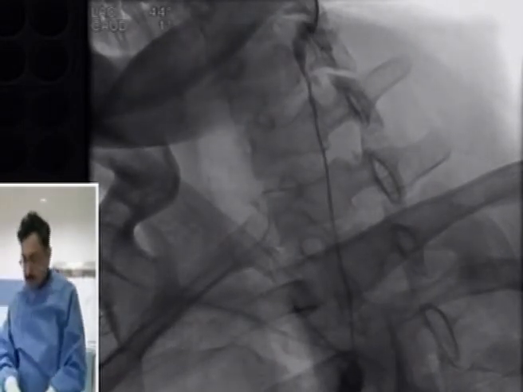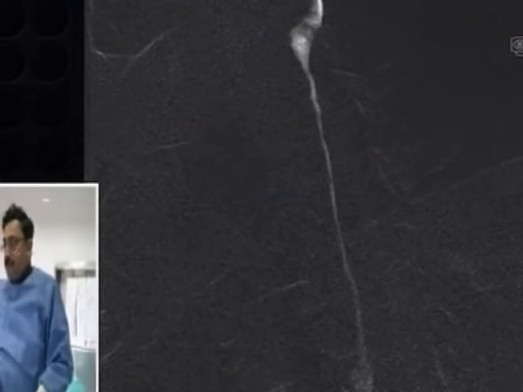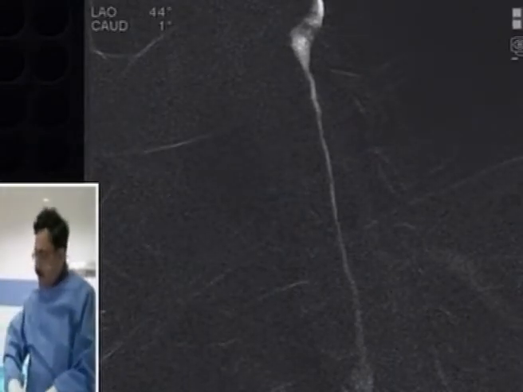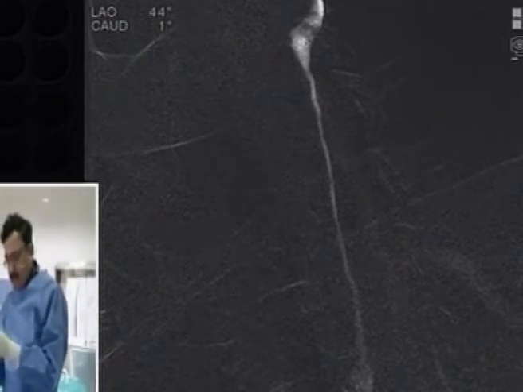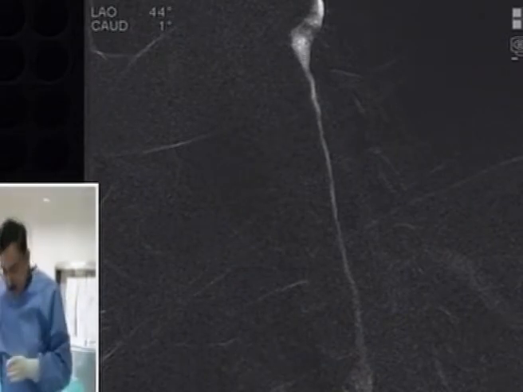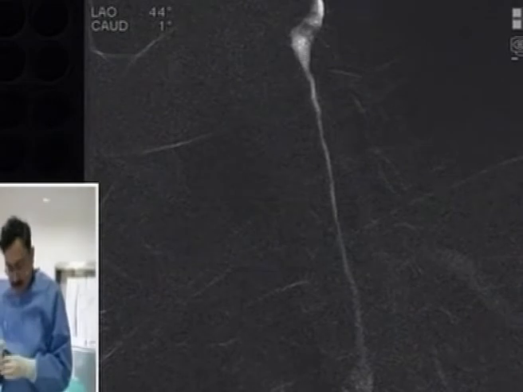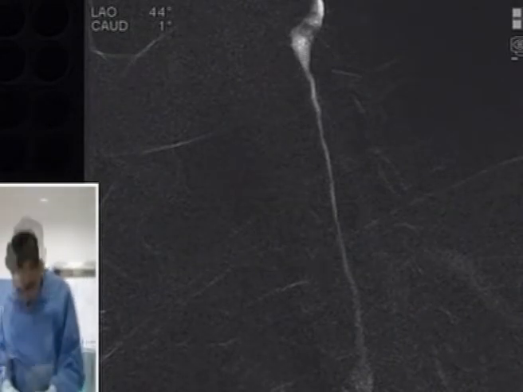Roadmap, okay? Fine. So we do most of our procedures under roadmap because it saves the contrast and it gives us a very good idea of what we are doing. Now we have taken a 300 centimeter 014 extra support guide wire.